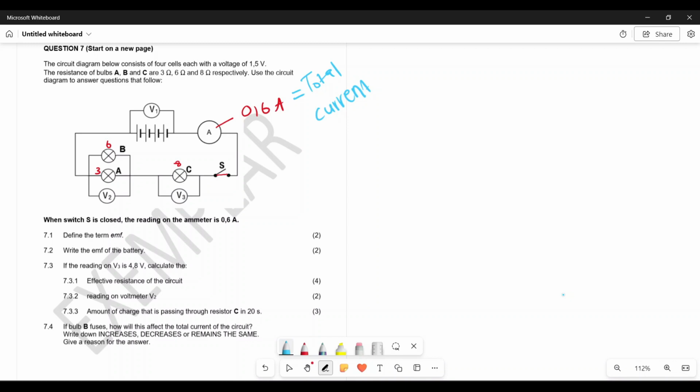Now, the first question, they want you to define what is EMF, right? Now, simple explanation of your EMF. EMF is work done per unit charge by the battery. Remember, EMF and voltage are more or less the same thing. Work done per unit charge by the battery.